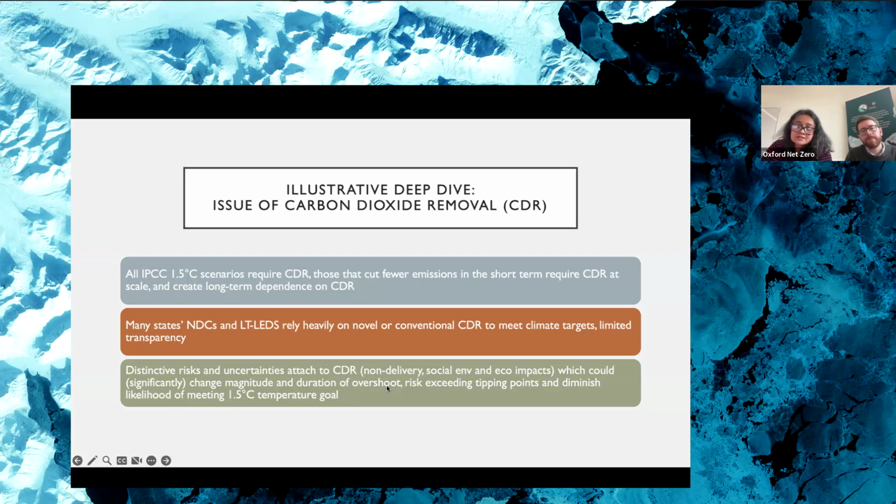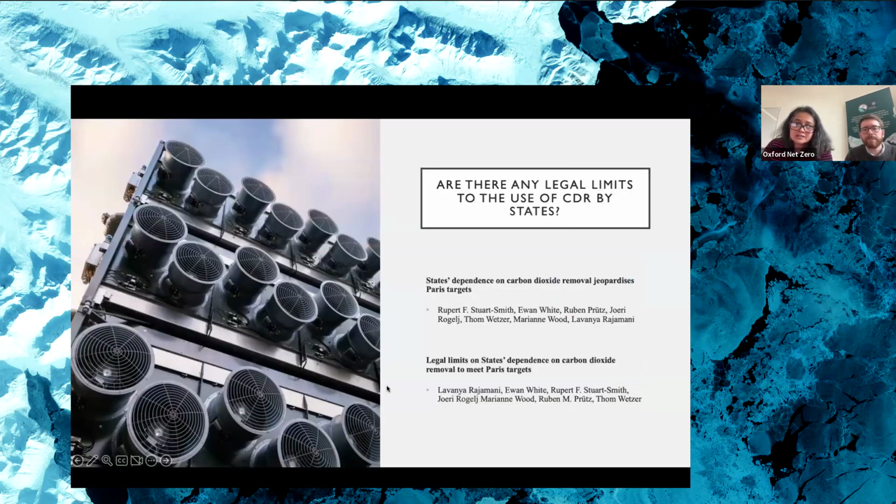There are distinctive risks and uncertainties that attach to CDR, including the risk of non-delivery, and there are social, environmental, and economic impacts. Yun is going to dig a little deeper into those risks and uncertainties, but it's worth noting at this point that these risks and uncertainties can change the magnitude and duration of overshoot, which will then risk exceeding tipping points, which of course will, as we know, lead to catastrophic impacts beyond what we have already experienced, and could also significantly diminish the likelihood of meeting the 1.5 degree temperature goal. So are there any legal limits on the use of CDR by states?